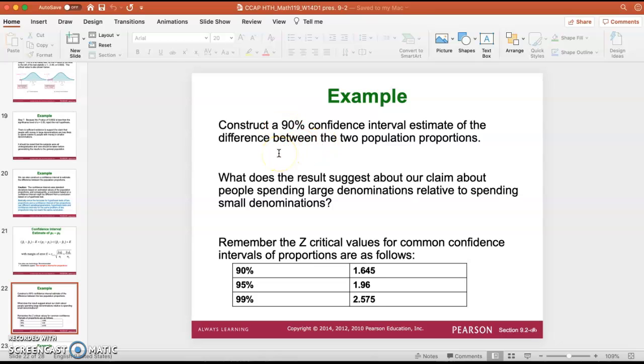All right, so for an example here, we're going to construct a 90% confidence interval to estimate the difference between those two population proportions and to see what other results suggest about our claim about people spending large denominations relative to spending small denominations. All right, and I'm going to finish that off in just a short second part of the video.